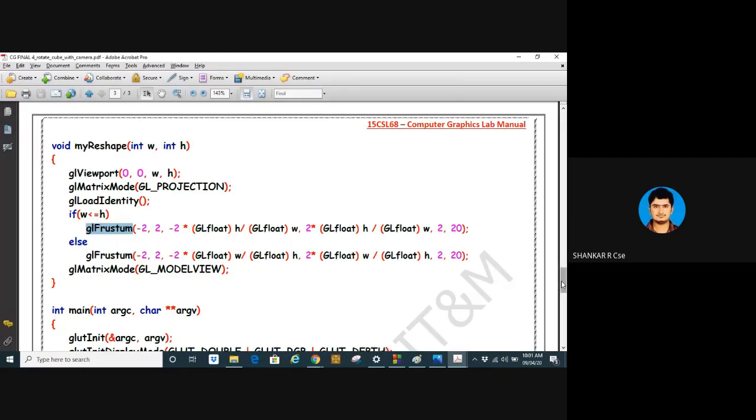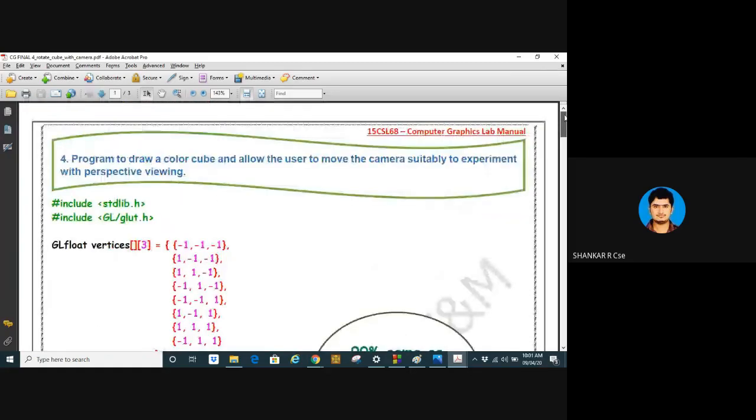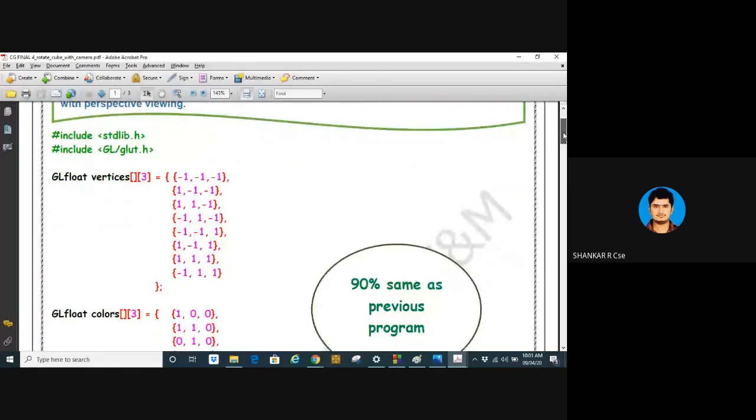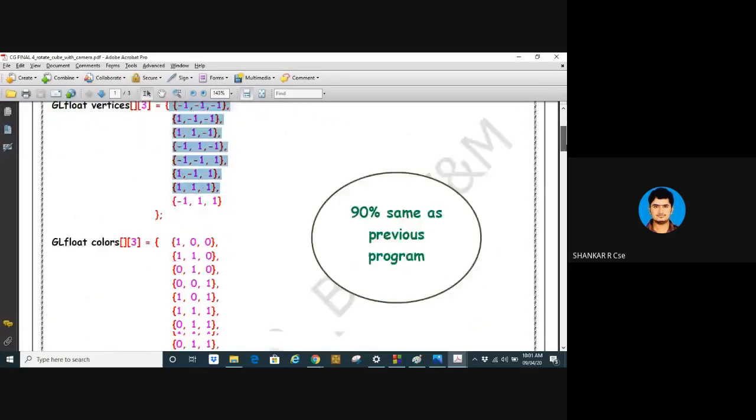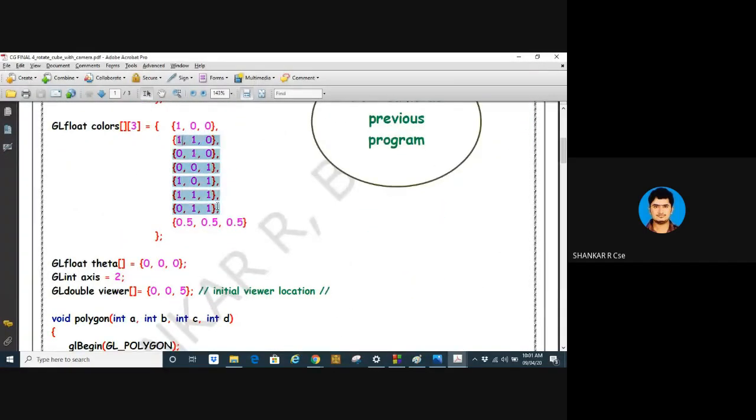As a customary note, I will show the program, the similarities, as we have done yesterday as well. Vertices, no need to explain. Yesterday, extensive discussion was done. Colors are the same. You can change the colors. Theta is the same, axis is the same. This is the new concept, viewer. I am viewing from the positive Z direction. My wish, you can change this. This is the initial viewer location. This line is the new line for the fourth program.